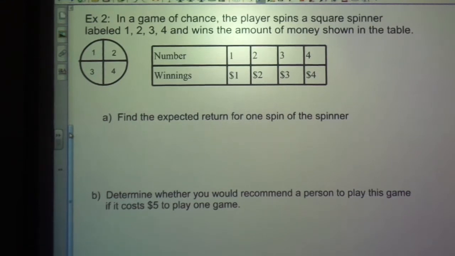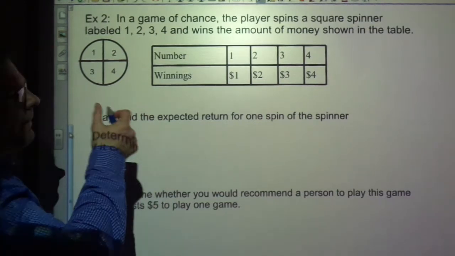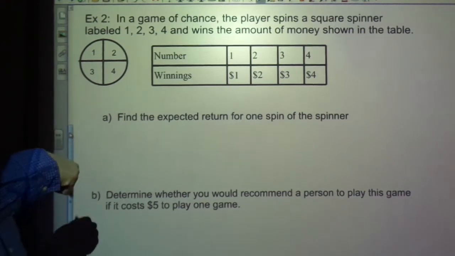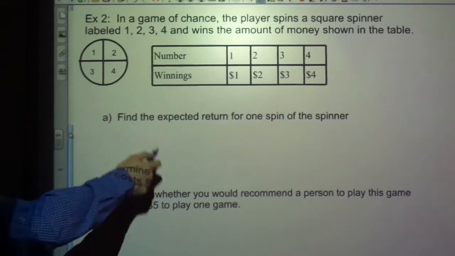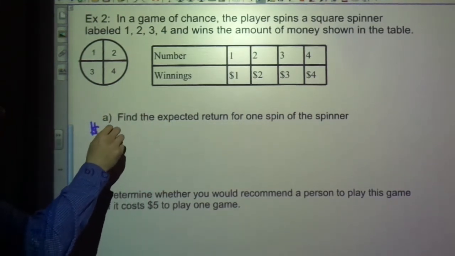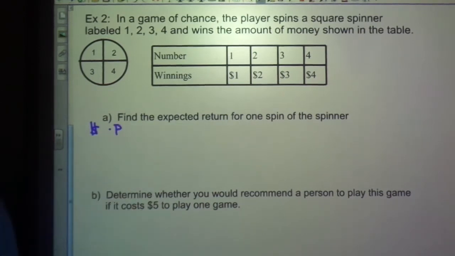Okay? So the expected return for one spin of the spinner is going to be the amount of money that we should expect to win from landing on 1, plus the amount of money we should expect to win from landing on 2. So when we're dealing with money, a lot of times we want to talk about money times the probability of it happening.